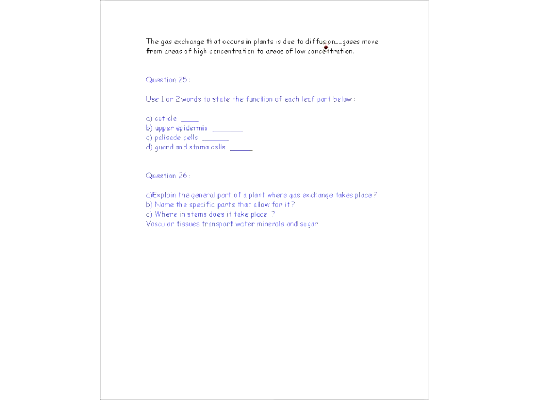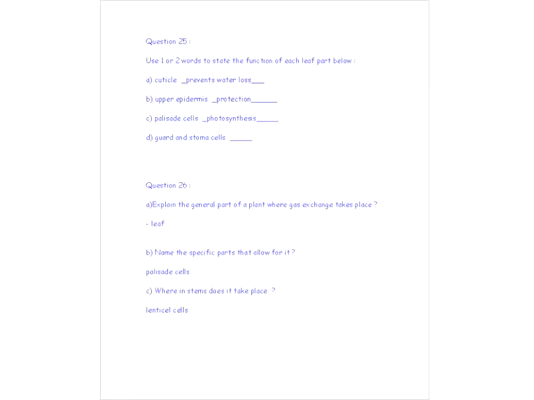All right, so we're going to look at some more questions here. Question 25. Use one or two words to state the function of each leaf part below. So the cuticle, what does it do? It prevents water loss. How about the upper epidermis? Protection for the plant, or rather for the leaf, I should say. Palisade cells, again, remember P and P, photosynthesis. And I didn't write it out for the guard and stoma cells, but that should be gas exchange.